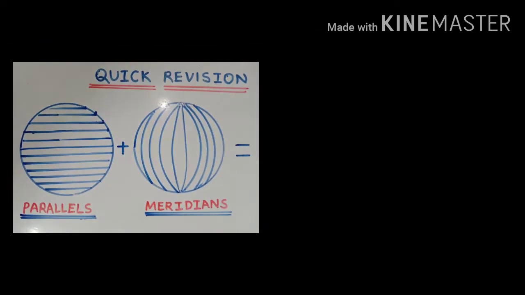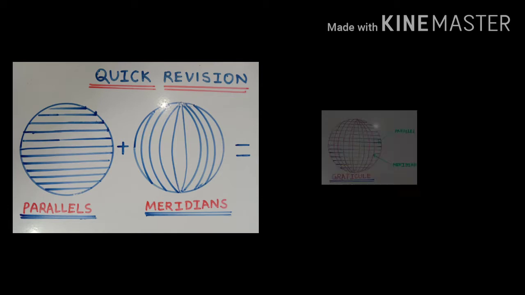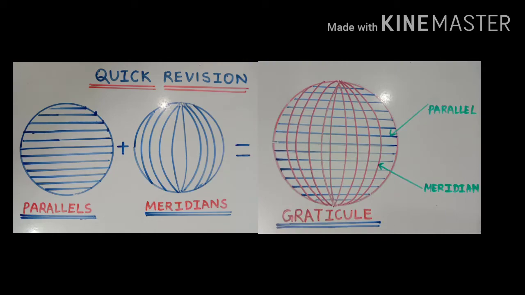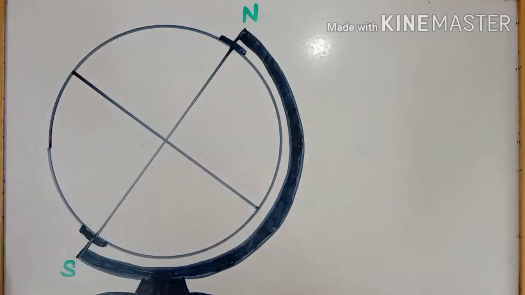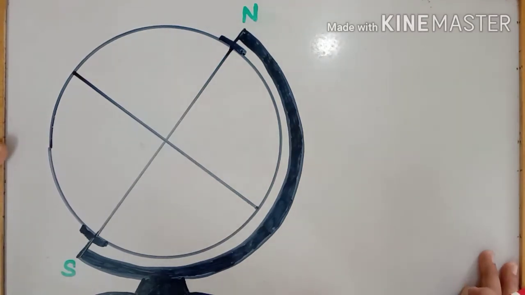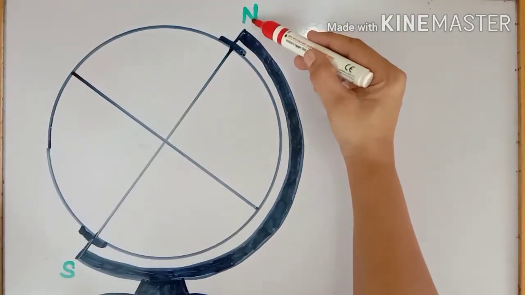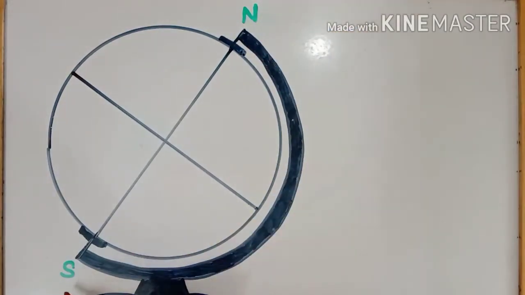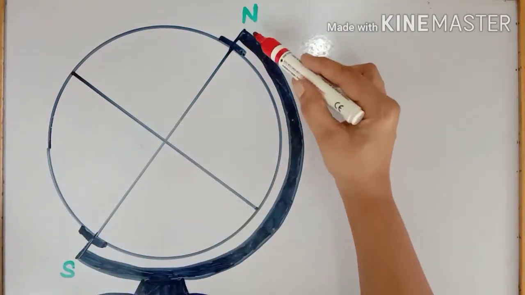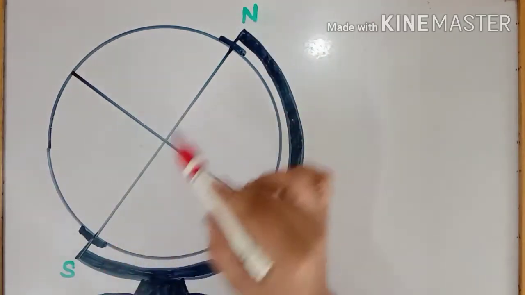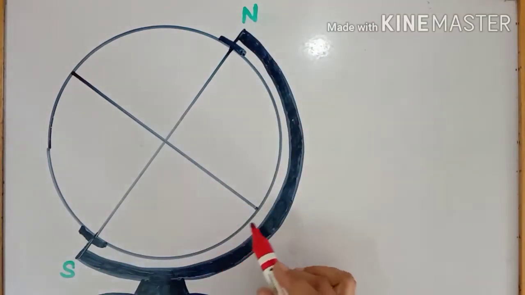Students, parallels of latitudes and meridians of longitudes together form a network. This network is called graticule. Here you can see the Earth's miniature model, which is called the globe. Here in this figure you can see N and S. The line which joins this point N and S is called Earth's axis.